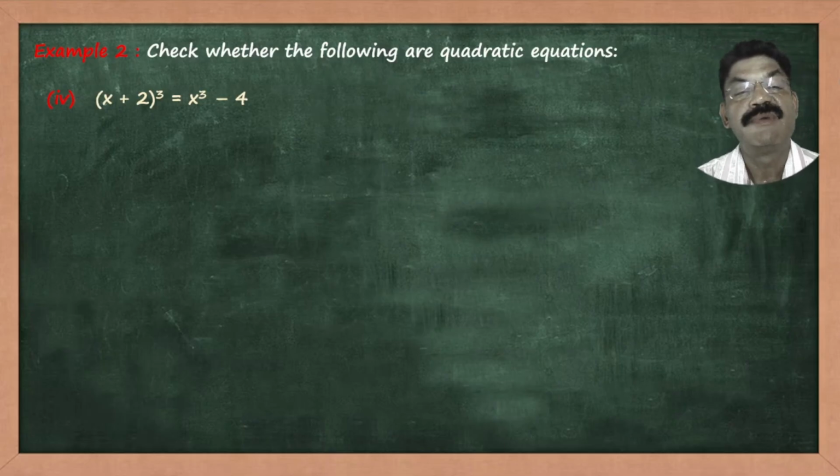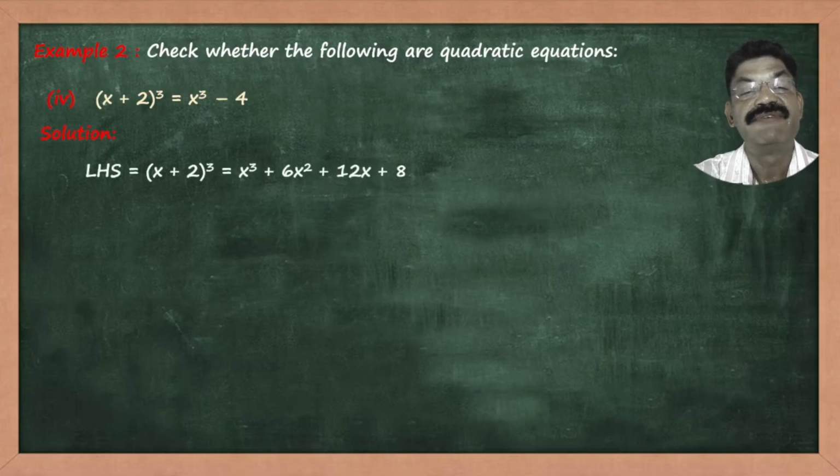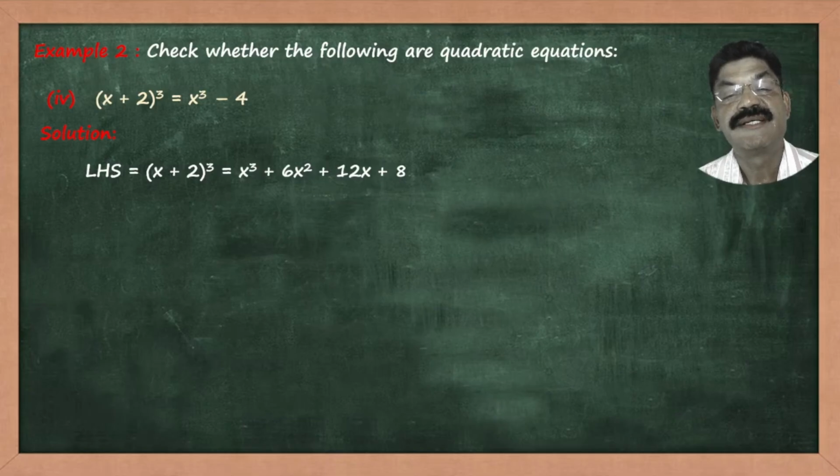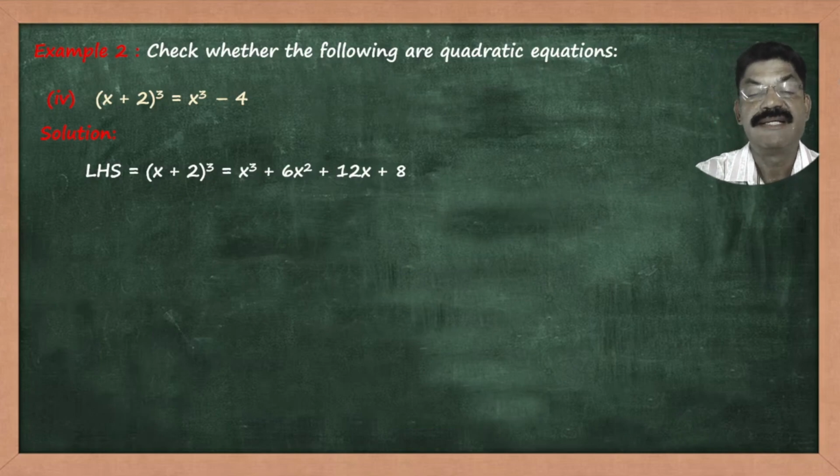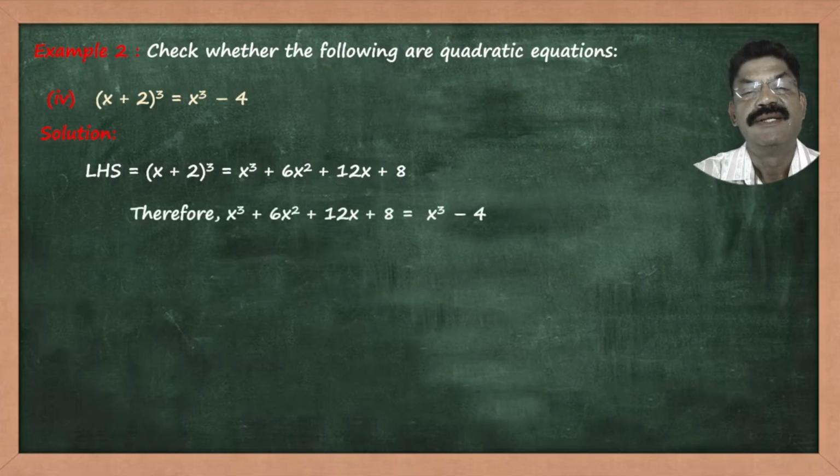You remember the formula for (a plus b) whole cube. So I expand the left hand side first. (x plus 2) whole cube is equal to x cube plus 6x square plus 12x plus 8, because (a plus b) whole cube is equal to a cube plus 3a square b plus 3ab square plus b cube. I have used that formula and expanded it, and it becomes x cube plus 6x square plus 12x plus 8. Now we equate this to right hand side.